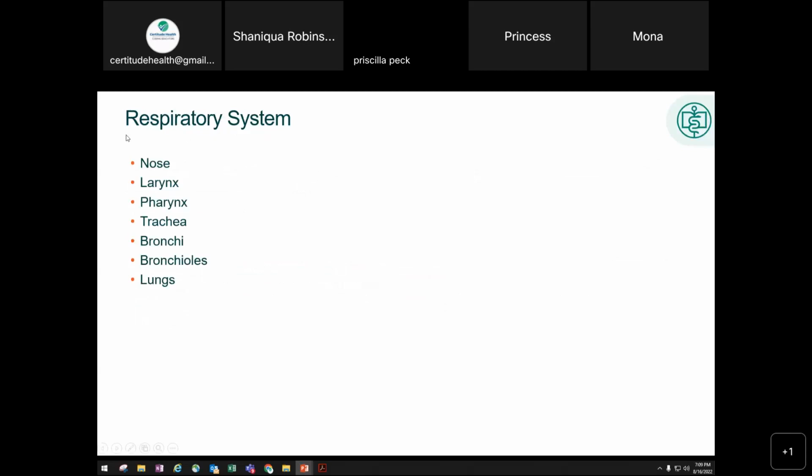in your tabular list. The organs that are involved there are the nose, larynx, pharynx, trachea, bronchi, bronchioles, and lungs. And so the respiratory system consists of these organs that provide air passages in lungs, supplying oxygen and eliminating carbon dioxide.